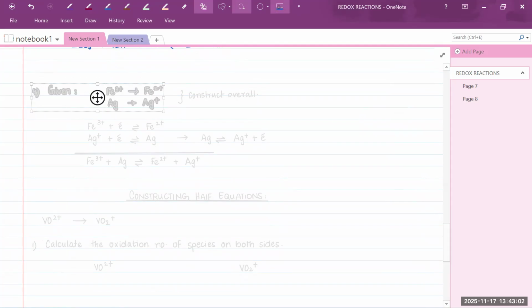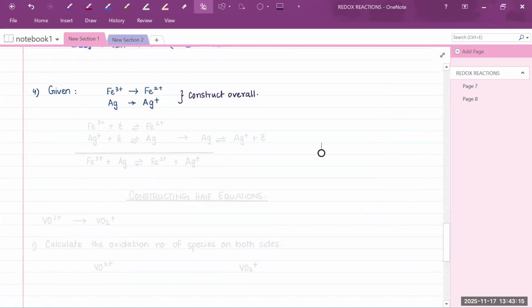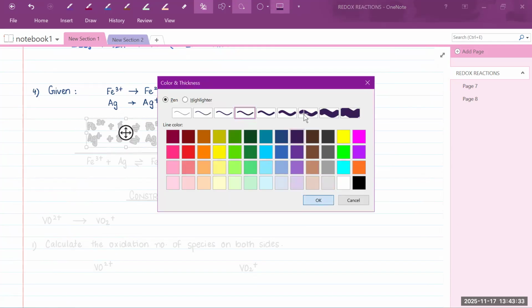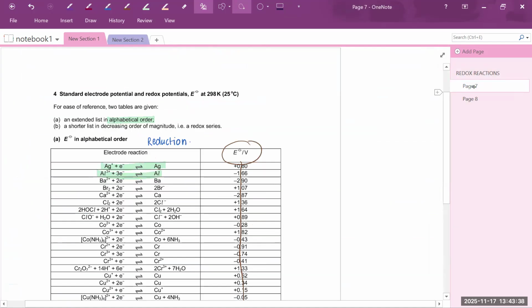For example, you're given half equations, but these are not exactly half equations. We don't have the electrons yet. Then you are instructed to construct an overall equation. What you'll have to do is go to the data booklet or the table that you have been given, and you will have to find out the half equations. So let's do an overall one. These are the equations that are given in the data booklet. You can also see it from here as well.